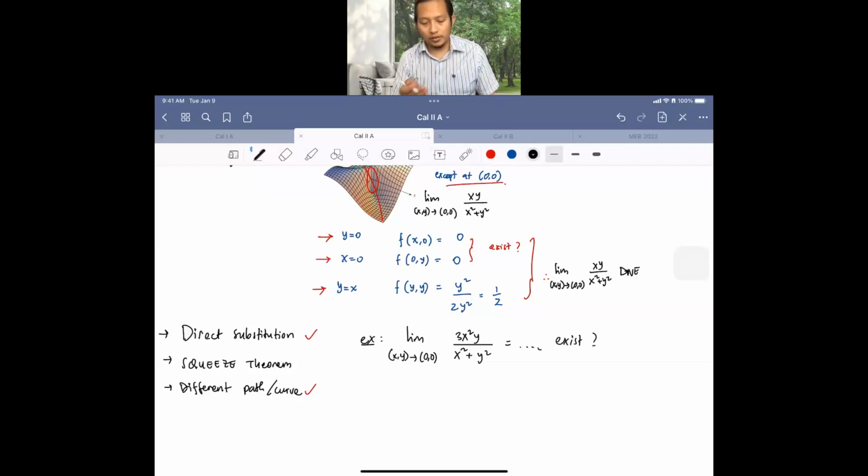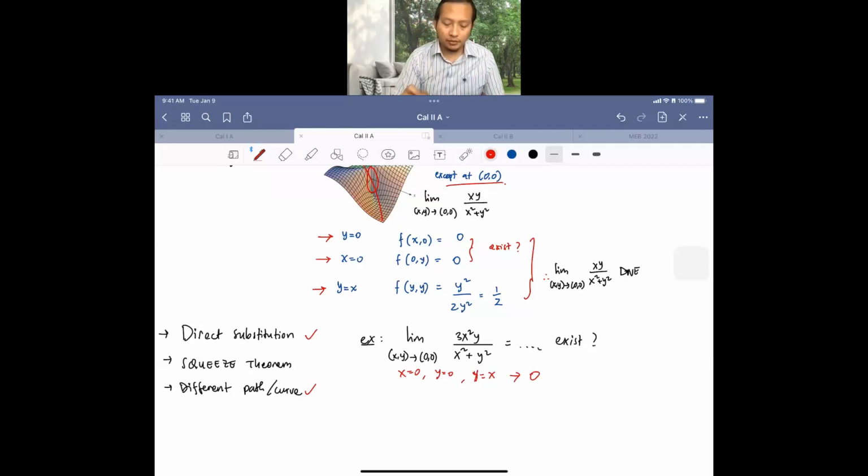Okay, to show whether this limit exists or not, if we check with different lines, for example x equals 0, y equals 0, or y equals x, it seems that it will be 0, right? It will be 0. It seems that it goes to 0 from all these lines.